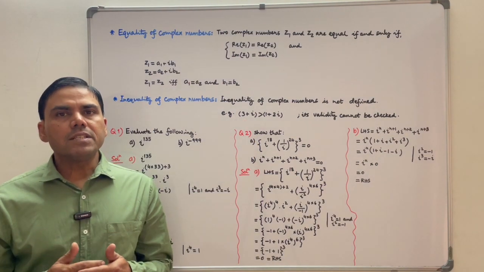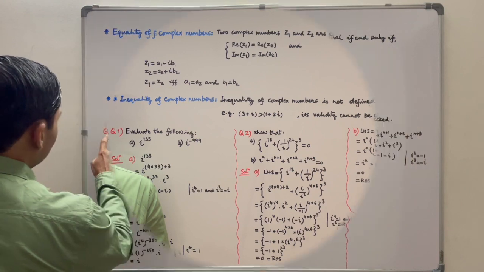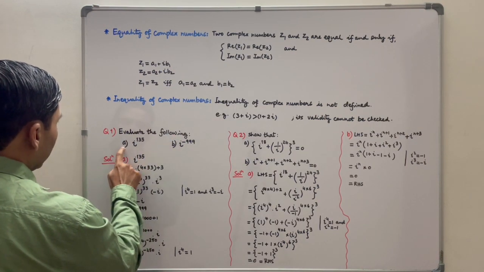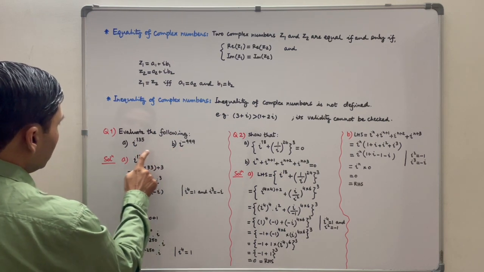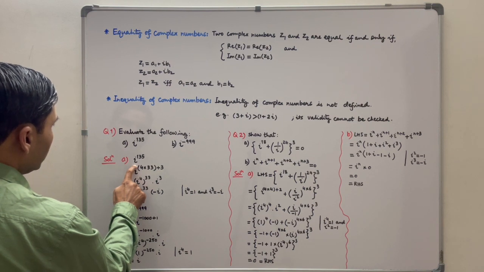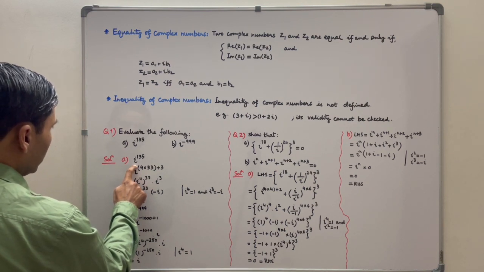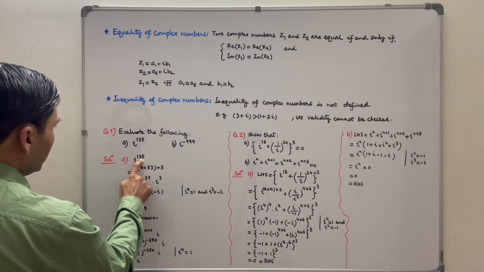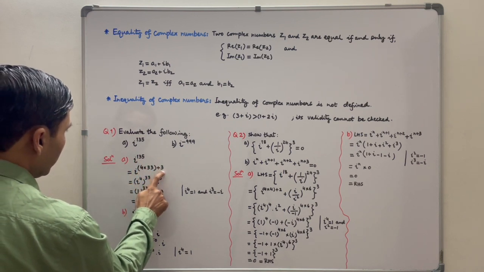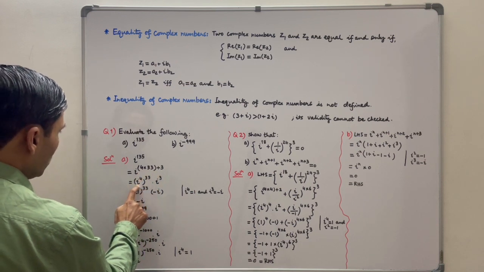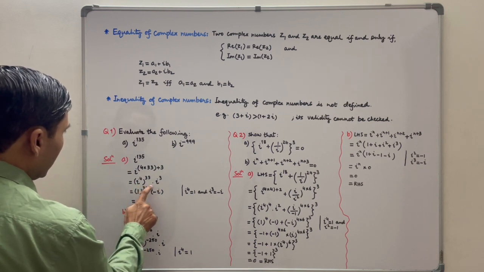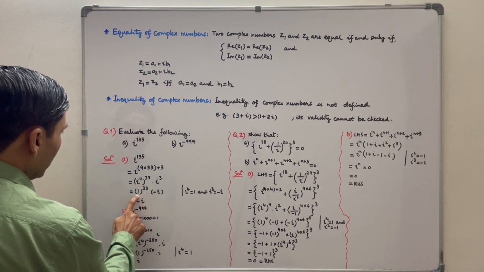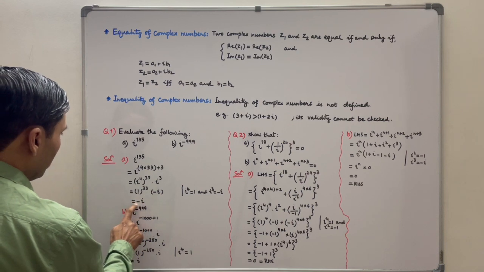Now let us solve a couple of questions based on what we have studied so far. First question, evaluate the following. Part A, i to power 135. Part B, i to power minus 999. Part A, i to power 135. We know that i to power 4 is equal to 1, so we will divide the given power by 4. We get 33 as quotient and 3 as remainder. So this can be rewritten as i to power 4 to power 33 into i to power 3. i to power 4 is equal to 1 and i cube is equal to minus i. 1 to power 33 is equal to 1. So it becomes 1 into minus i and that is equal to minus i.